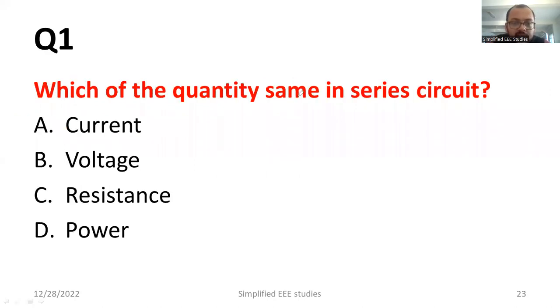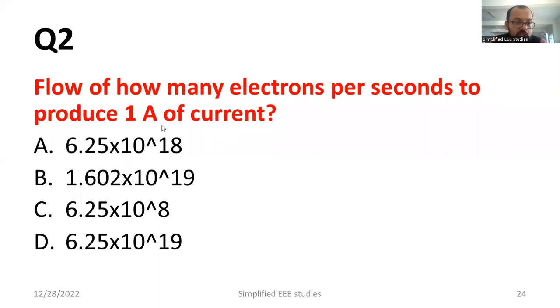Which quantity is the same in a series circuit? You know that the current through all the elements is the same in a series circuit. So you can go for option A. If it is a parallel circuit, voltage remains the same. Understood, no? This is regarding the first question.